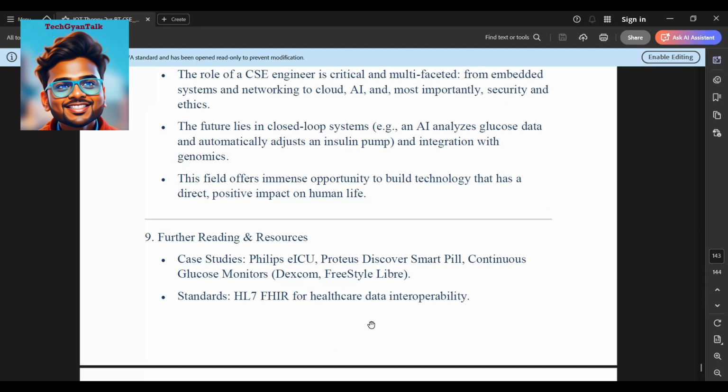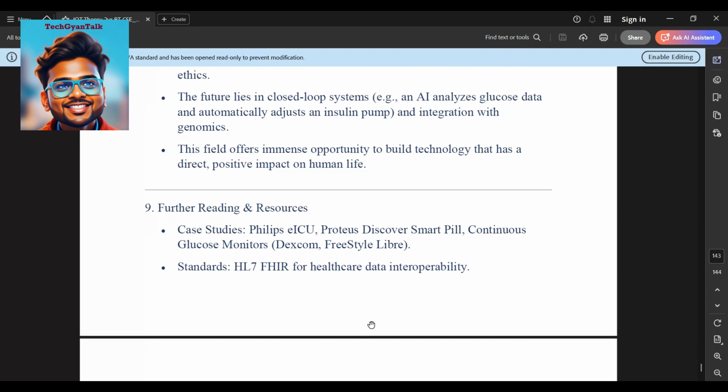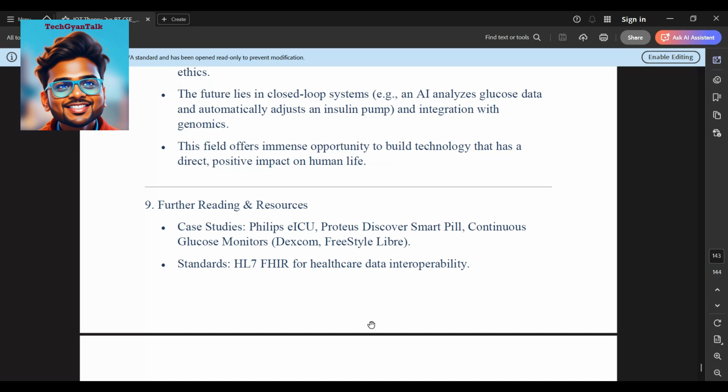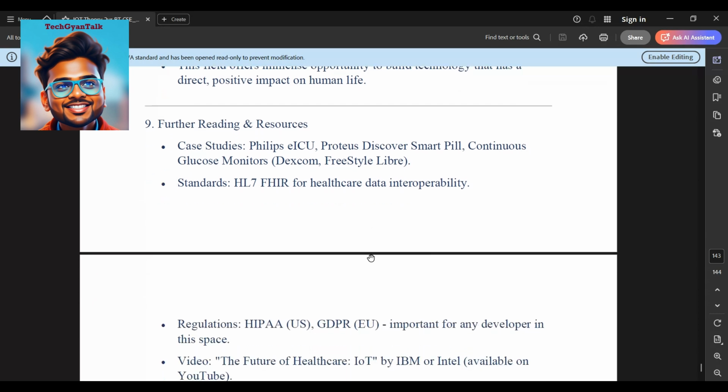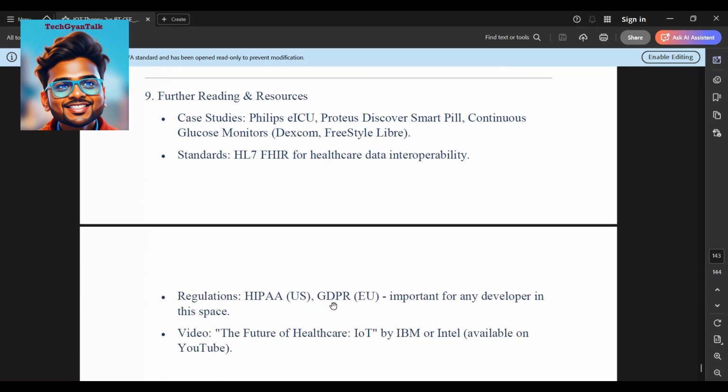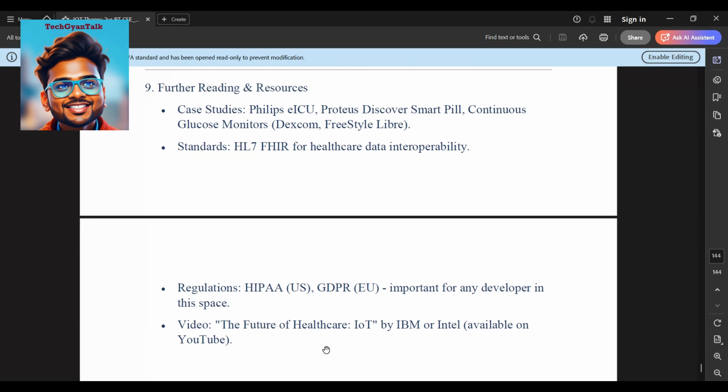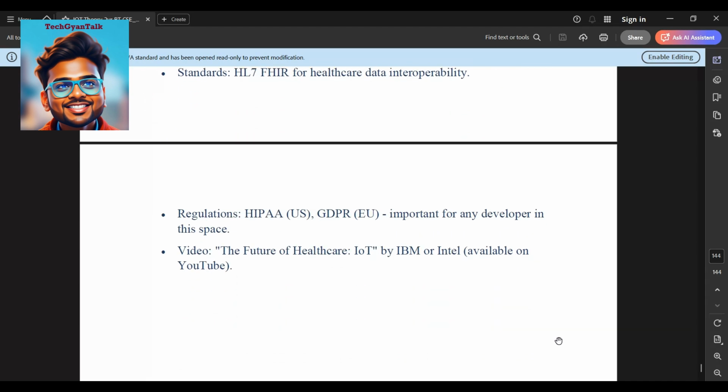For further reading, we could do case studies of Philips eICU and Proteus Discover smart pills, continuous glucose monitors like Dexcom and FreeStyle Libre, and the standards HL7 FHIR for healthcare data interoperability. Regulations: HIPAA in the US and GDPR in the EU are important for any developer in this space. You can watch videos like The Future of Healthcare IoT by IBM or Intel, available on YouTube.